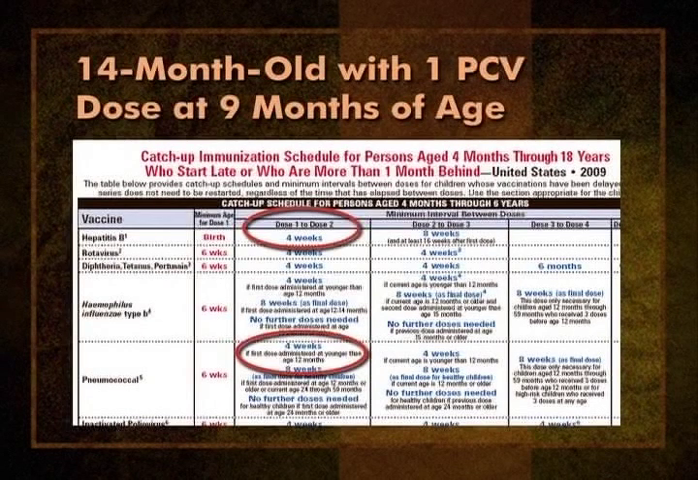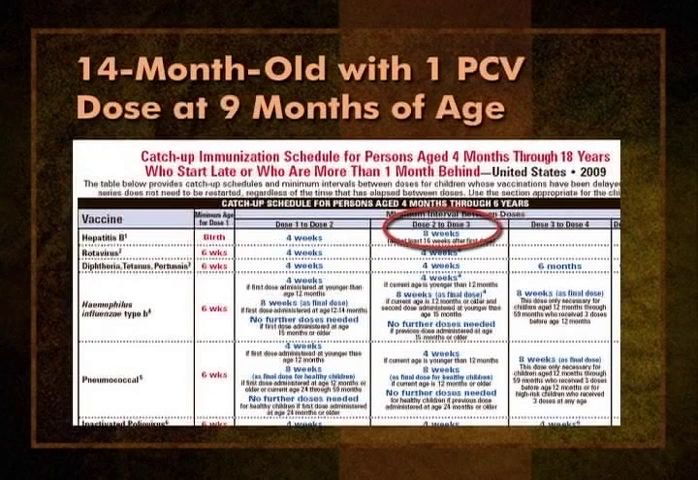Your patient received his first and only dose at 9 months of age. A second dose is needed a minimum of 4 weeks after the first if the first dose was administered at less than 12 months of age. Since the minimum interval has elapsed, you should give the second dose of PCV today.